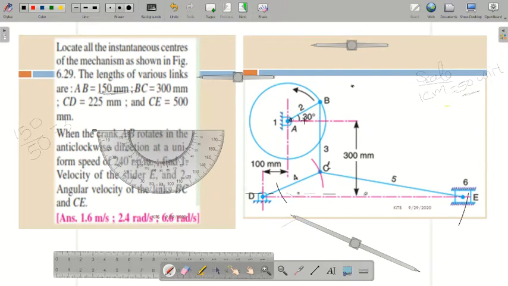Take 3 centimeter in the scale and draw a 30 degree line. First of all mark 30 degree, and on the 30 degree line you draw this 3 centimeter line. After drawing this 3 centimeter line, you have to draw a vertical line BC.